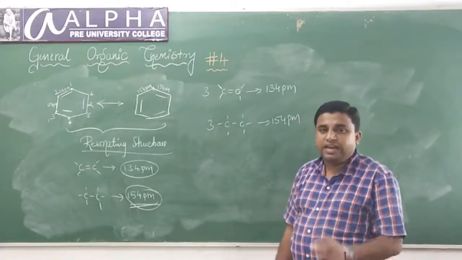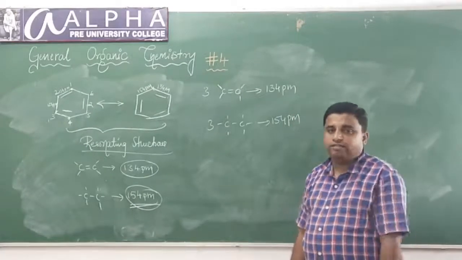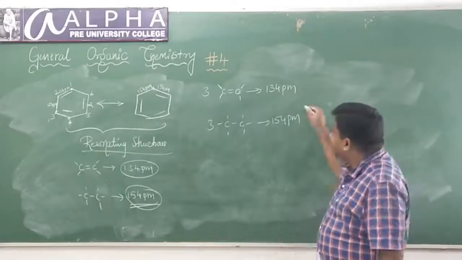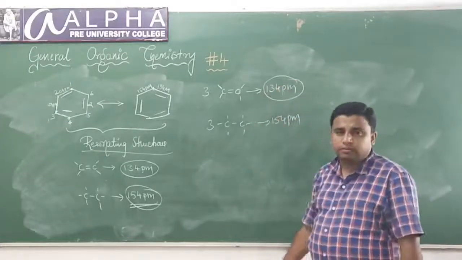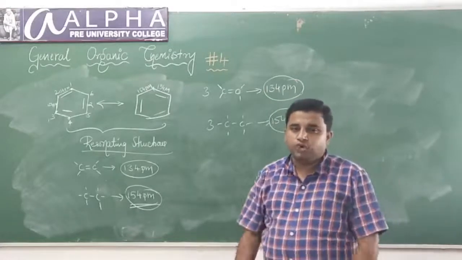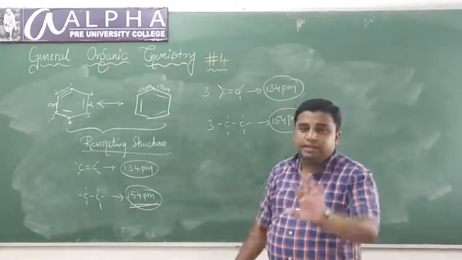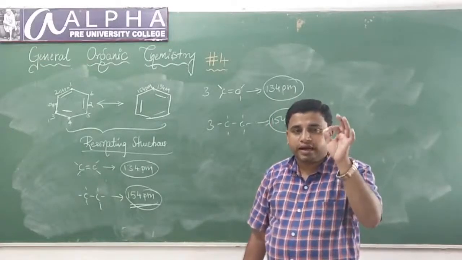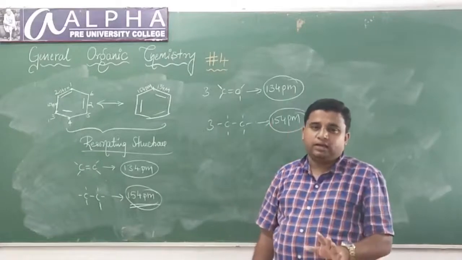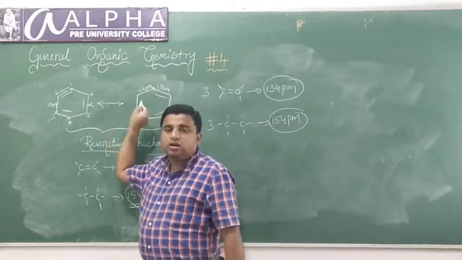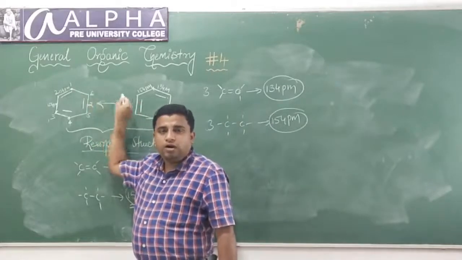in real we don't have either 134 picometer or 154 picometer bond length in benzene. No, we don't have two different bond lengths in benzene. In real, we have experimentally verified that in benzene all the bond lengths are same.